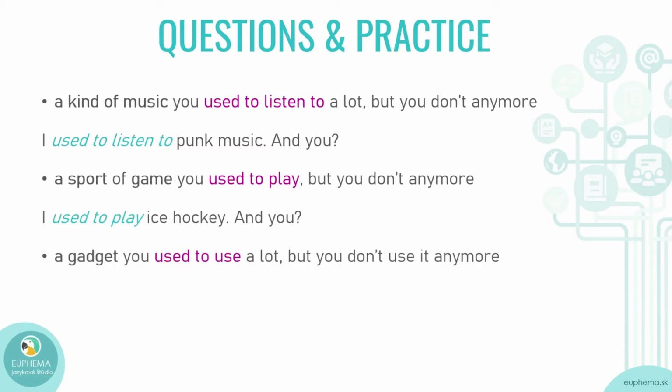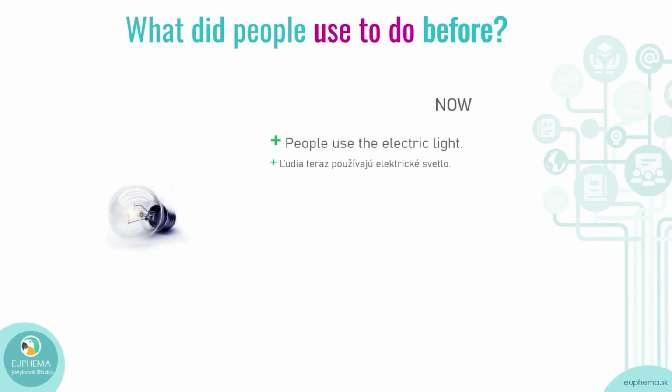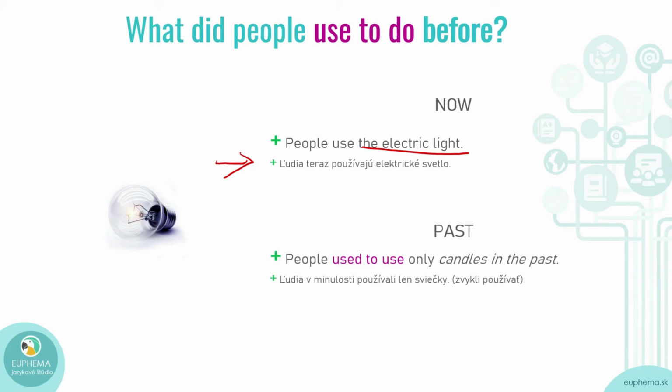Think of a gadget you used to use a lot, but you don't use it anymore. For example, me, I used to use an MP3 player a lot, but I don't use an MP3 player anymore, of course. Let's now talk about what people used to do before. So for example, here we can see the electric light or electric bulb. So now people use the electric light, but in the past, people used to use only candles.